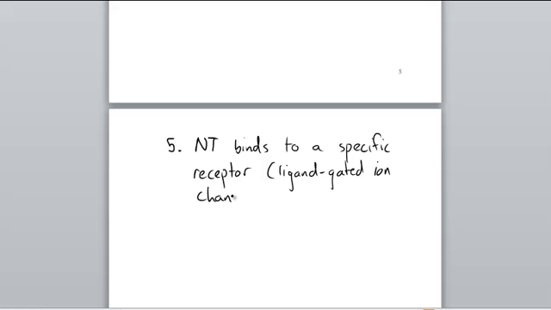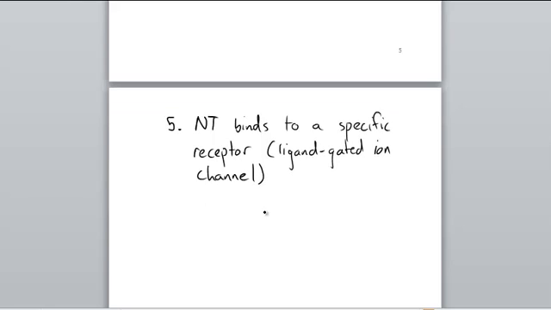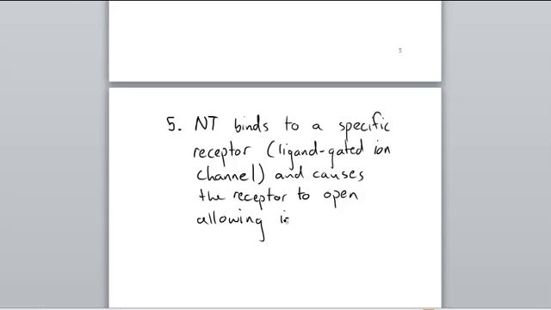So we talked about voltage-gated ion channels. They open when a voltage change occurs. Ligand-gated opens when a ligand binds to them. A neurotransmitter is an example of a ligand. So the NT binds to a specific receptor and causes the receptor to open, allowing ions to flow across the membrane.